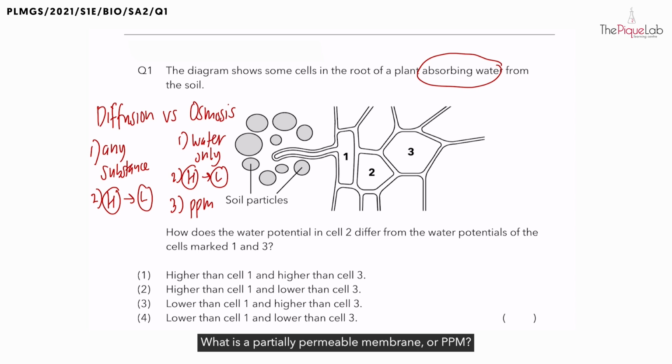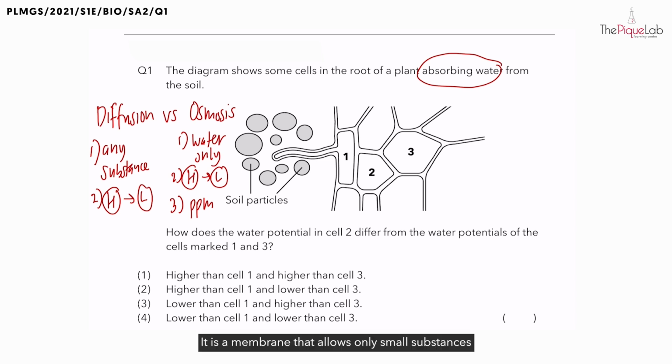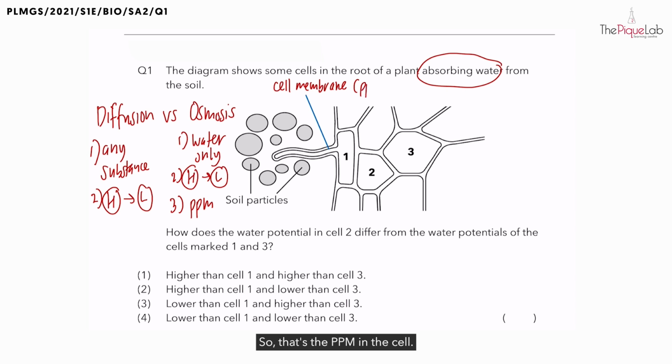What is a partially permeable membrane or PPM? It is a membrane that allows only small substances to pass through, but large substances cannot pass through. What are some common examples of PPM? A popular example of PPM is visking tubing. What about in an actual cell? Are there any partially permeable membrane? Think about which part of the cells allows some substance to pass through but not others. That sounds like the job of the cell membrane. So that's the PPM in the cell.